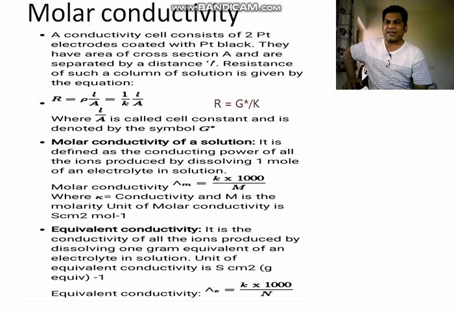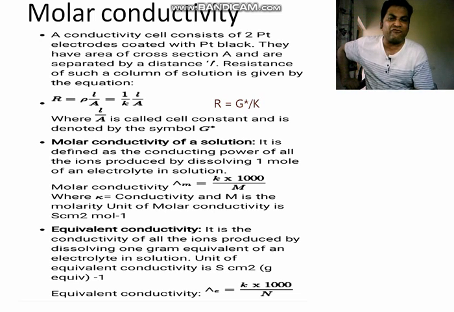Okay, now molar conductivity of a solution is defined as the conducting power of all the ions produced by dissolving 1 mole of an electrolyte in the solution. So this definition you can write. Molar conductivity lambda m is equal to kappa multiplied by 1000 divided by molarity. Here in place of M you can take C also, and the unit you already know, that is nothing but Siemens centimeter square per mole inverse.